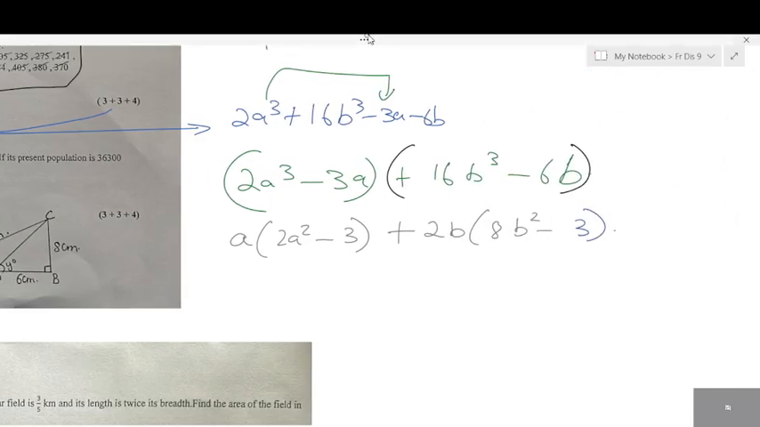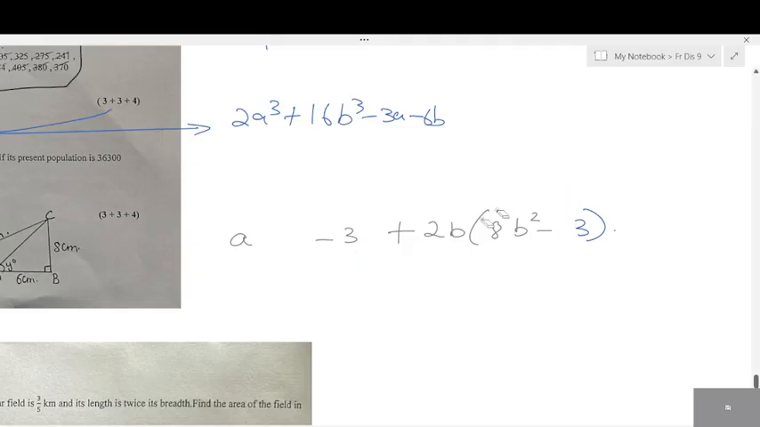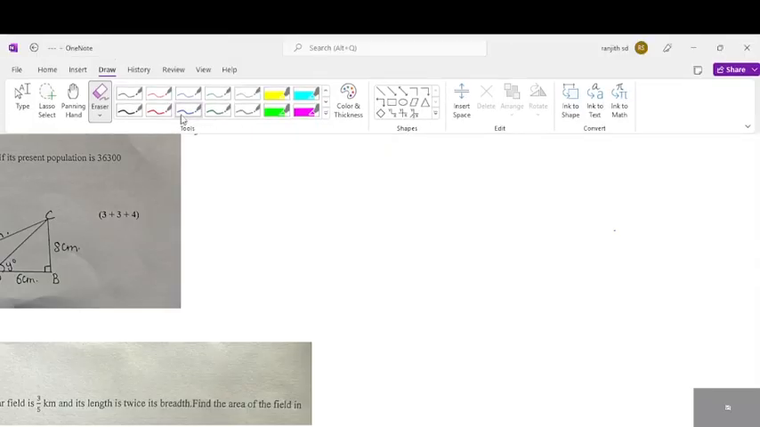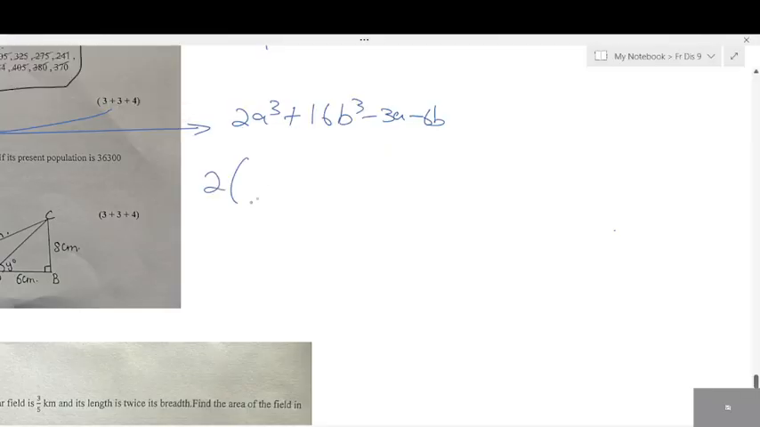Okay, students, fine. See, we don't need to group. We can do it directly. See, if you do it directly, what is common here? Can you tell me what is common? 2 is common. You get a cube plus 8b cube. And here minus is common. A minus 2b, right?